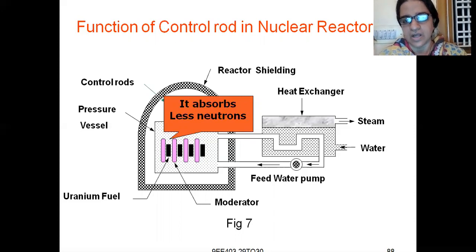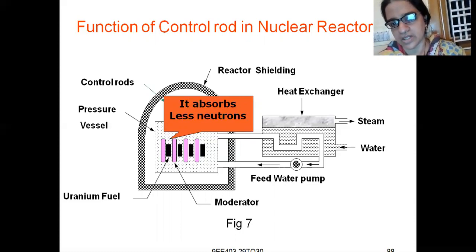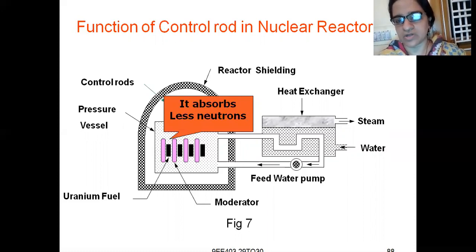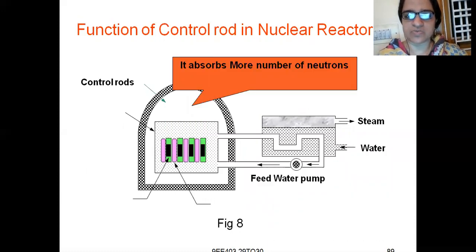This is a pressure vessel, and uranium fuel rods are placed in between the moderator, your moderator is in purple color. Again you are having a heat exchanger where water is converted into steam, and coolant is circulated from the nuclear reactor vessel to the heat exchanger. Again this circulation will take place, and water is converted into steam in the heat exchanger. This is the function of control rods in a nuclear reactor. Next is it absorbs more neutrons.